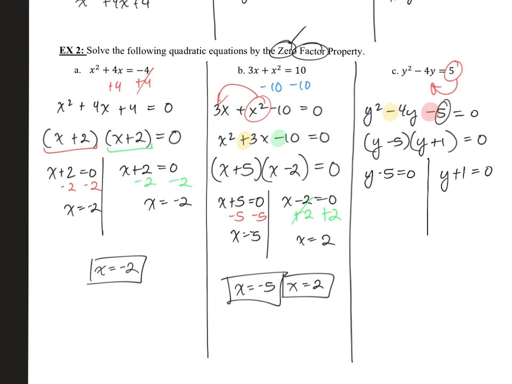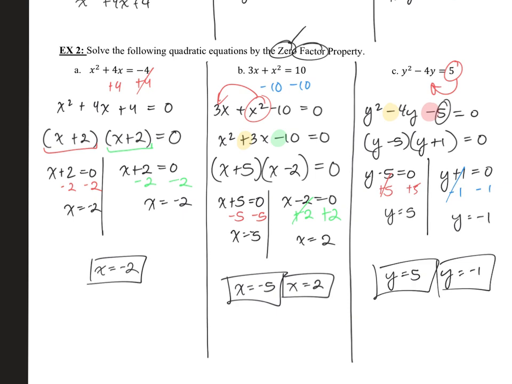We can do plus 5, y equals 5. And then, solving for the other one, minus 1, and y equals negative 1. Alright, we have found our two answers for our quadratic using the zero factor property. So we have now learned that property.